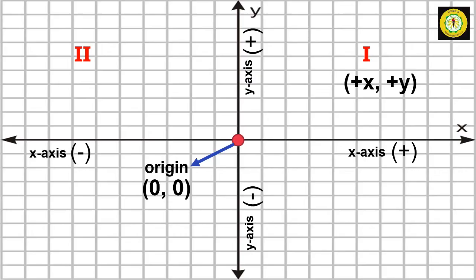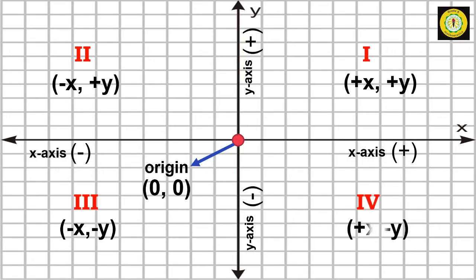Next, quadrant 2. Nakita natin dito is negative x and positive y. Quadrant 3, negative x and negative y. And quadrant 4 is positive x and negative y.